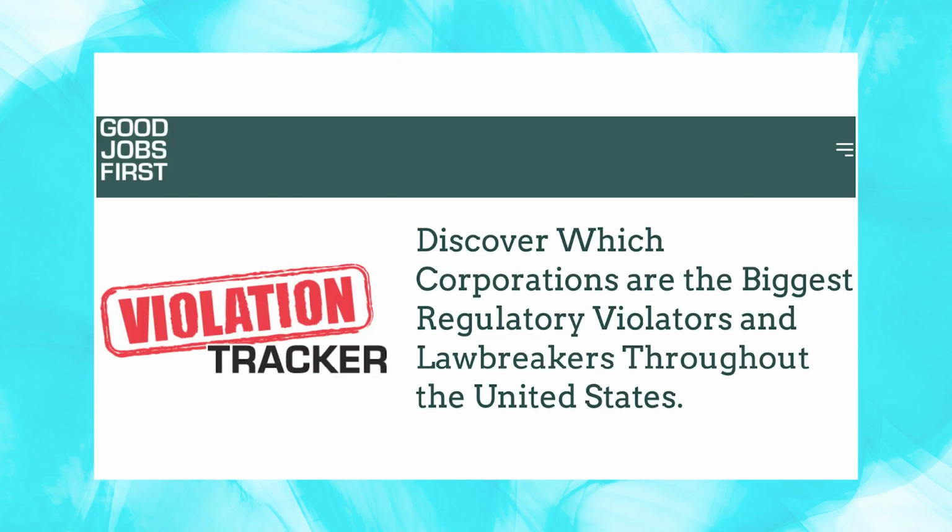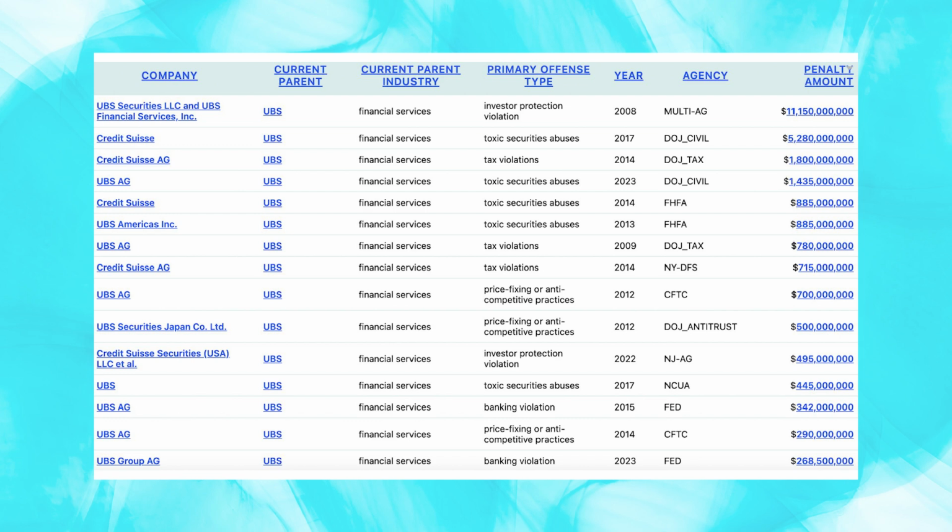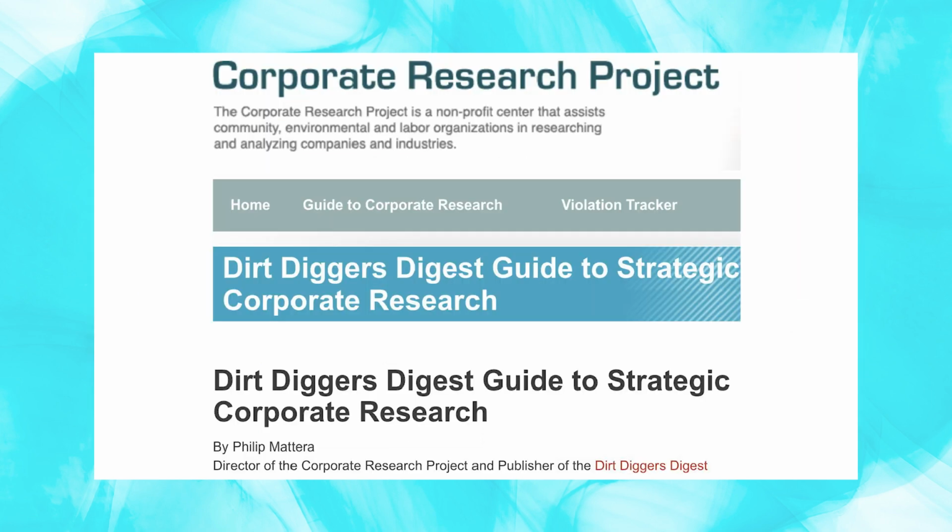Here is a corporate violations tracker in the US from Good Jobs First. And you can also search for international companies doing business in the US. Here's a search of UBS and types of offenses and penalties paid to the government because of violations. Good Jobs First also has this great guide to strategic corporate research.